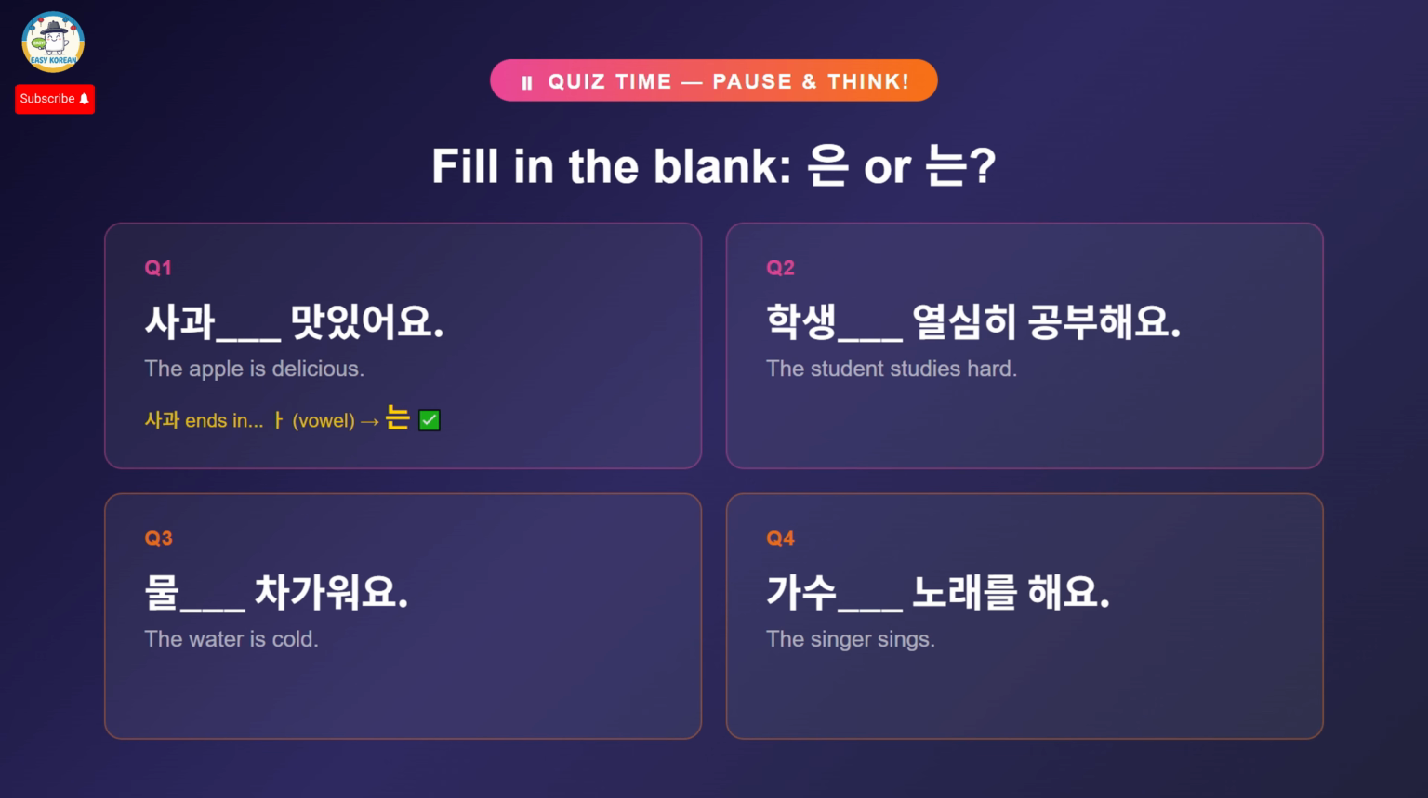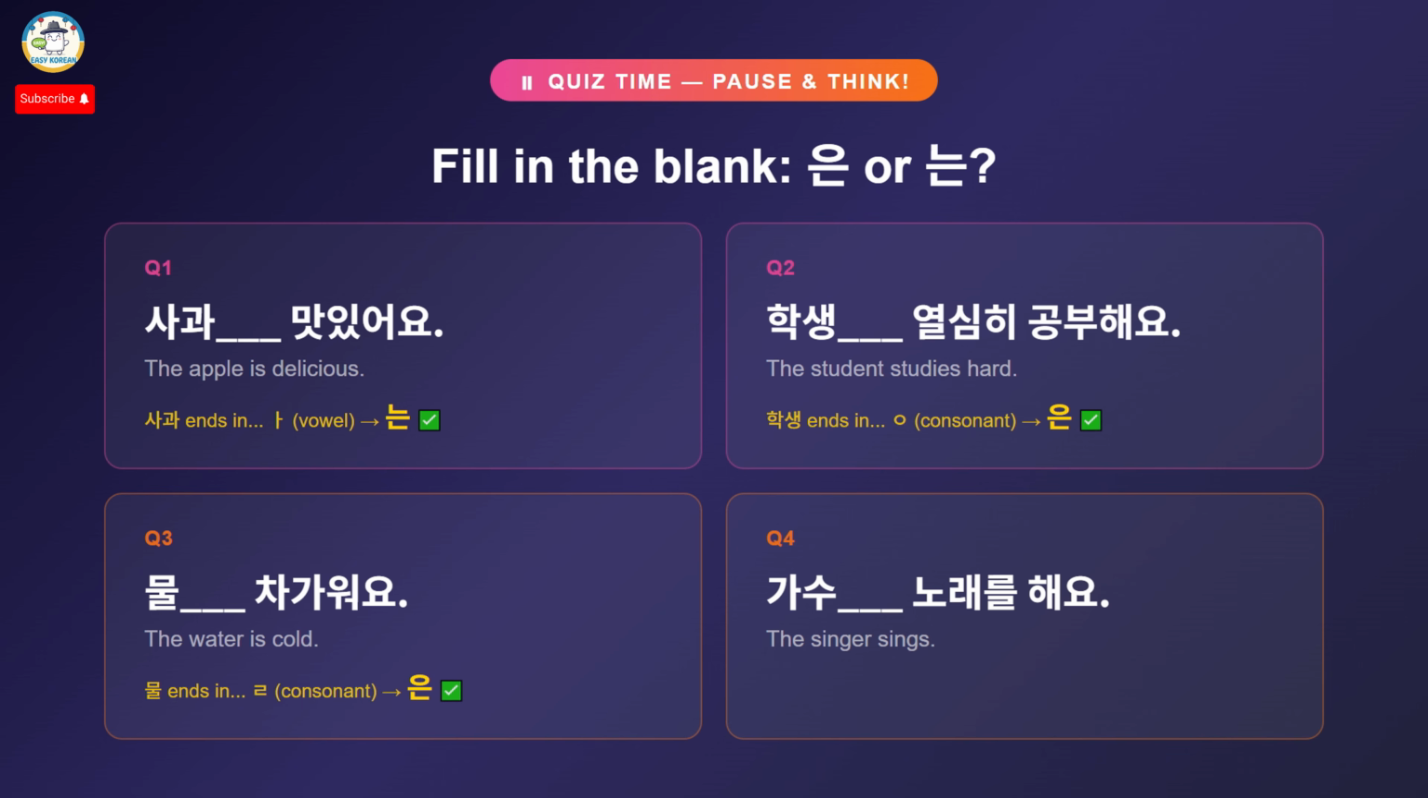Question 1. 사과는 맛있어요. 사과 means apple. Look at the last syllable, 과. It ends in the vowel ah, no final consonant. So the answer is 는. 사과는 맛있어요. Question 2. 학생은 열심히 공부해요. 학생 means student. The last syllable 생 ends in 응. That's a consonant, so we use 은. 학생은 열심히 공부해요. Question 3.